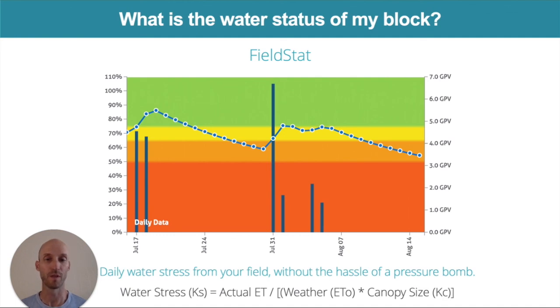Ks, or FieldStat, is an evapotranspiration-based method for measuring plant water stress.